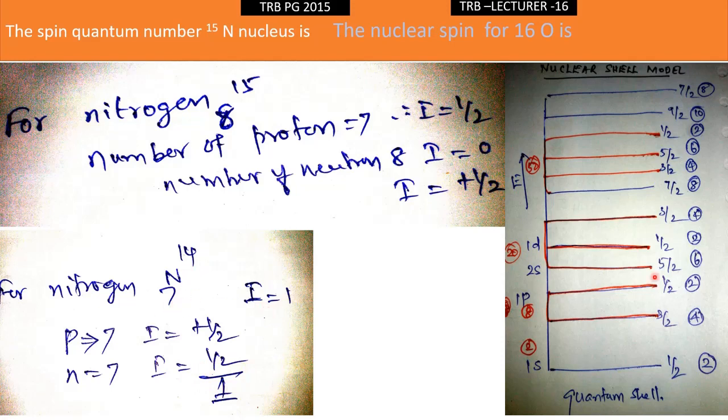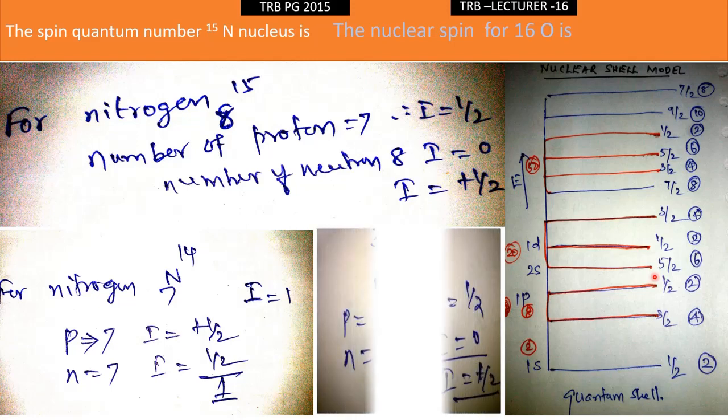Okay. Next, the nuclear spin for oxygen. Oxygen has atomic number 8, so the number of protons is 8 and the number of neutrons is 8. So both are even. The number of neutrons 8 means 2, 4, 8. So it is balanced. The two neutrons nullify the magnetic moment. So all the protons and neutrons with even values give I equal to 0. Here both are even, so the nuclear spin I is equal to 0.